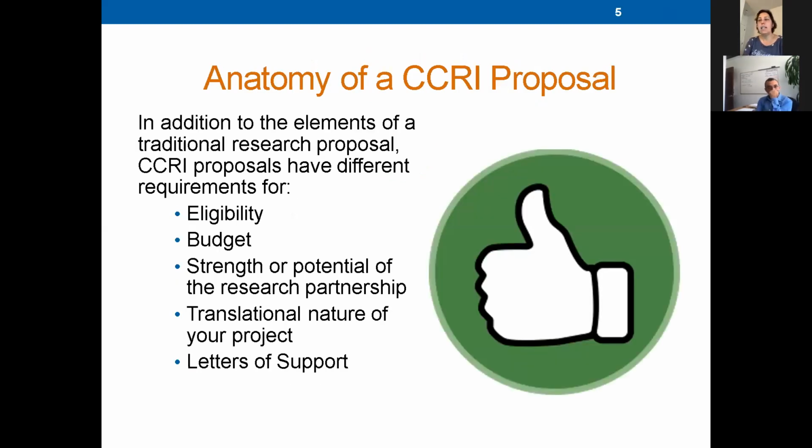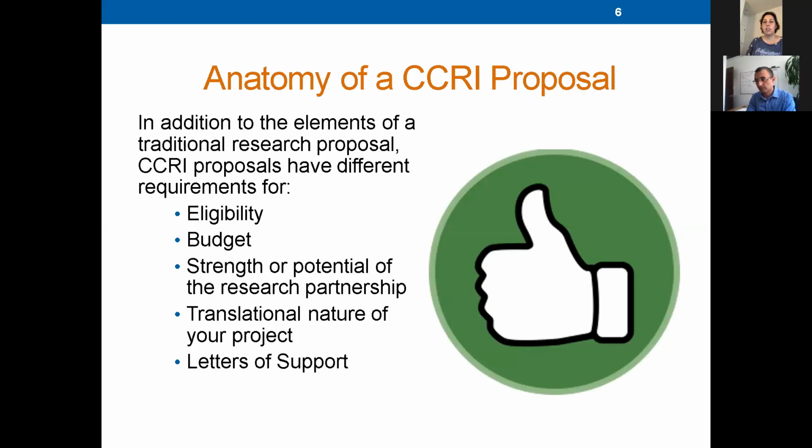Okay, so what is the anatomy of the CCRI proposals? In addition to having the regular requirements of a proposal, which would include a description of what you're going to do, there are some unique elements that we're going to have in this section. So issues around eligibility, budget, the strength or the potential for the research partnership, the translational nature of your project, and then letters of support. So let's go through all of these.